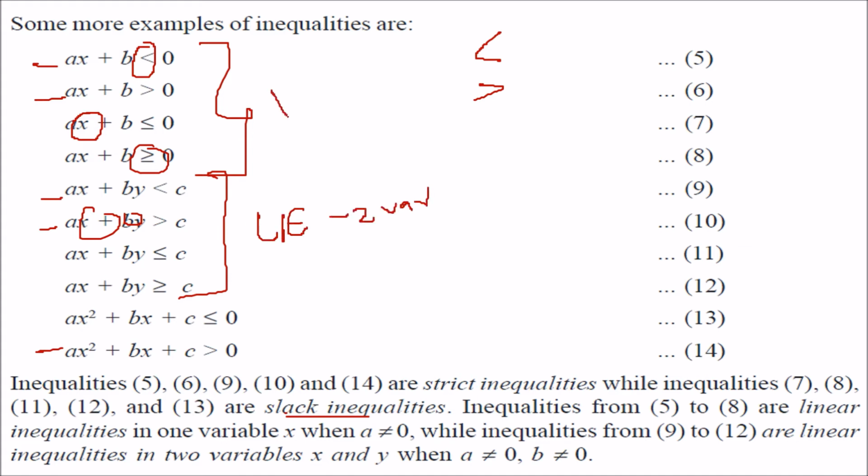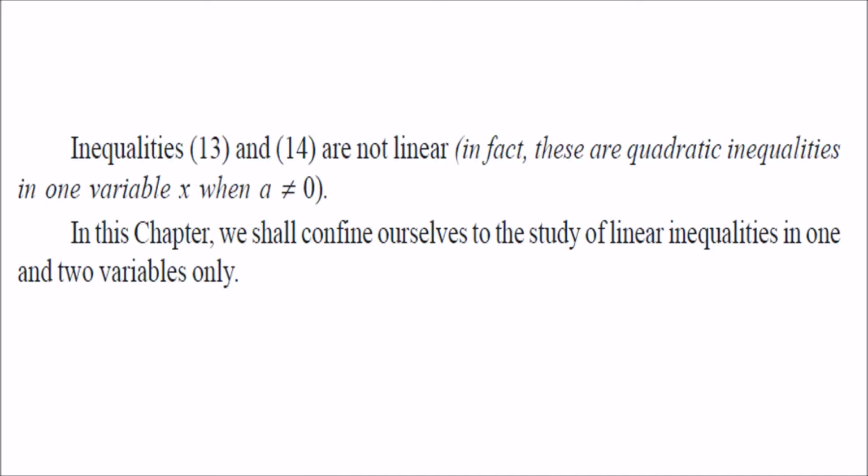This is a linear inequality in one variable, whereas this has x square, so it's not a linear inequality. In fact, these are quadratic inequalities, because you have an x square term here. But in this chapter, we'll confine the discussion to the study of linear inequalities only.